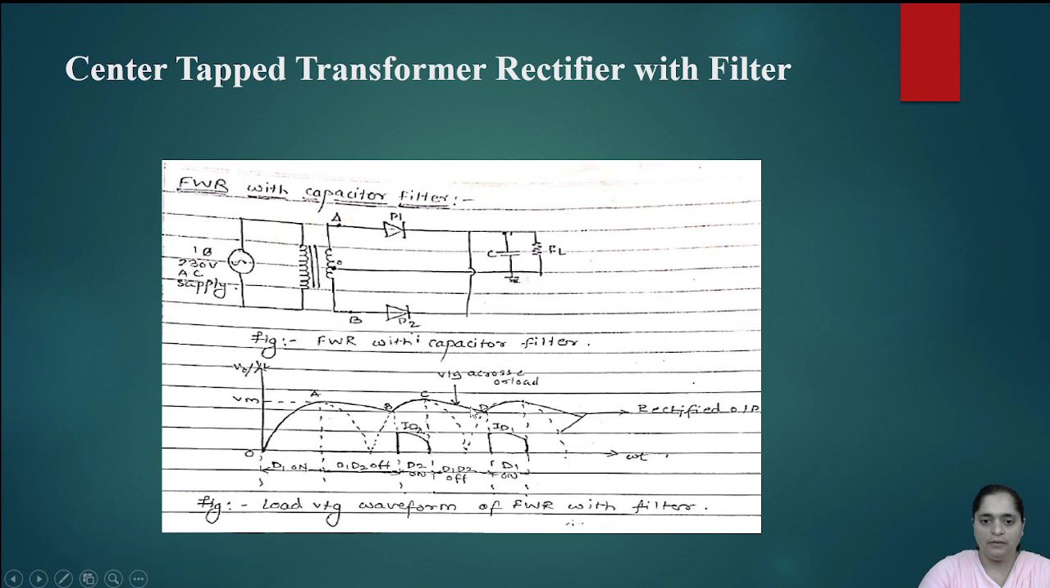Discharging of the capacitor takes place because Vc becomes greater than the instantaneous secondary voltage. Due to this, our diode D2 goes into reverse bias. So in the portion B to C, diode D2 is in on state, and in the portion C to D, both the diodes D1 and D2 are in off state. This is all about the load voltage waveform of the full wave rectifier with the filter.